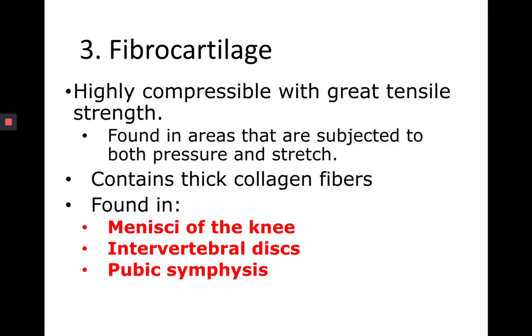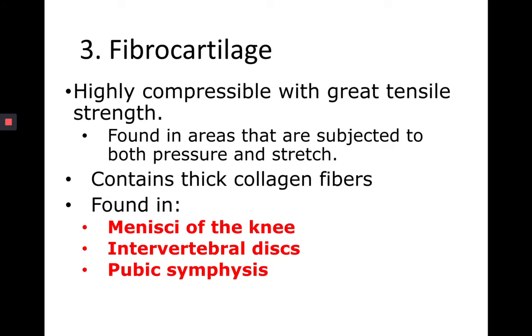With fibrocartilage, not only does it look the most fibrous, but it's able to withstand a lot of tensile strength. So it itself has great tensile strength, but it can be very compressed because of that tensile strength, so it can withstand shock. So it's definitely found in areas that are subjected to both pressure and stretch. Because it has really thick collagen fibers is why it appears so fibrous, and its locations are the meniscus or cushion of the knee. The knee itself is under great gravitational force, so it's great that we have fibrocartilage there.